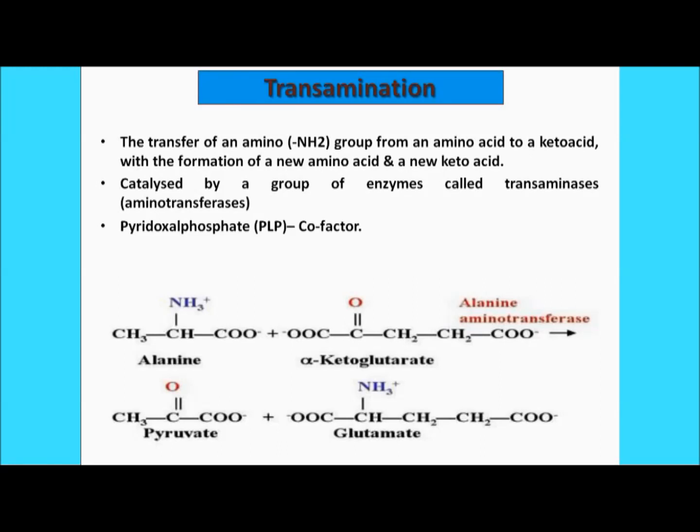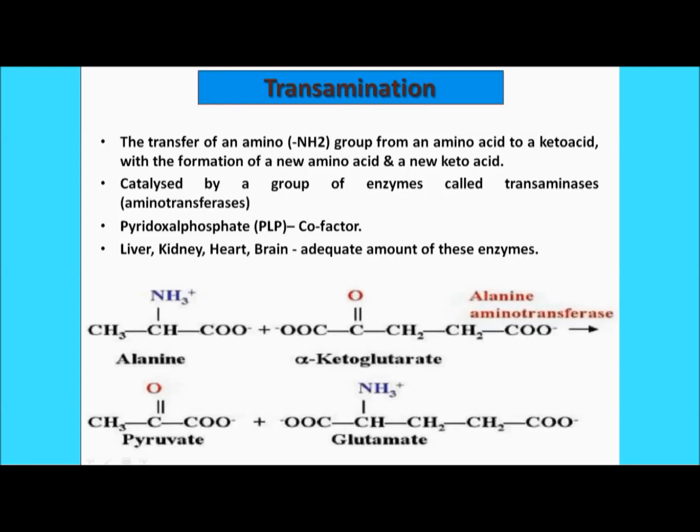The cofactor for this transamination reaction is PLP, which stands for pyridoxal phosphate. This PLP acts as a cofactor for this transamination reaction. Where does it occur? It occurs basically in the liver, kidney, heart and brain, as these organs have an adequate amount of the enzymes necessary for the transamination reaction.